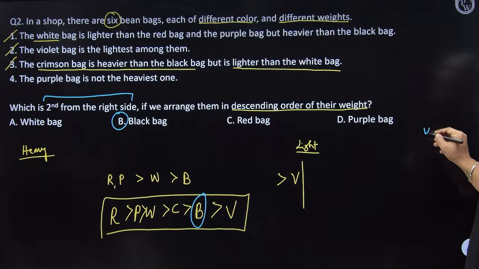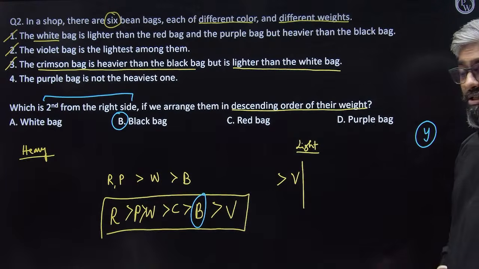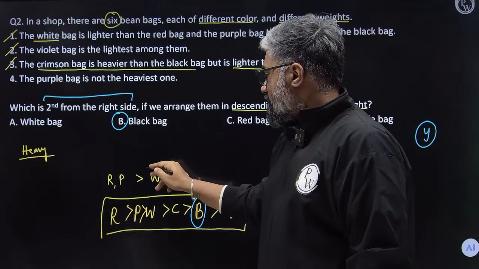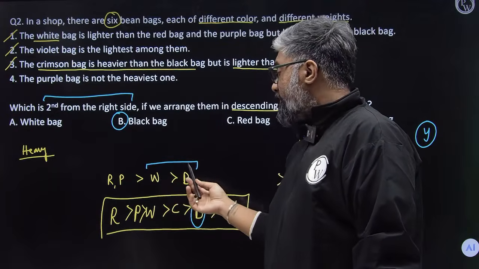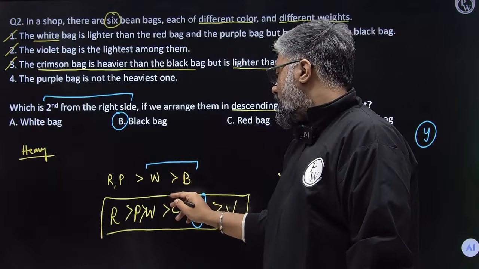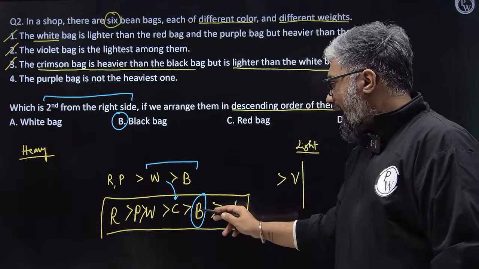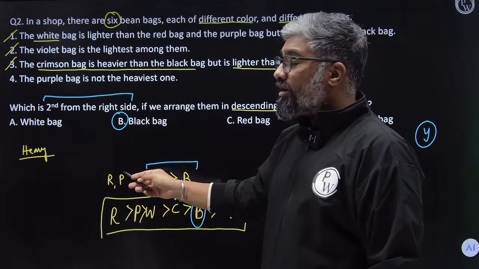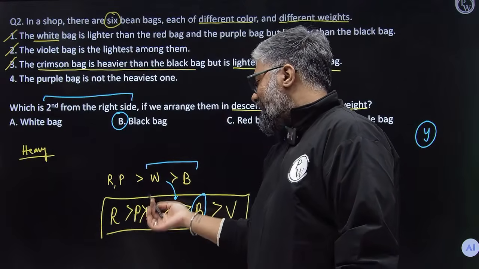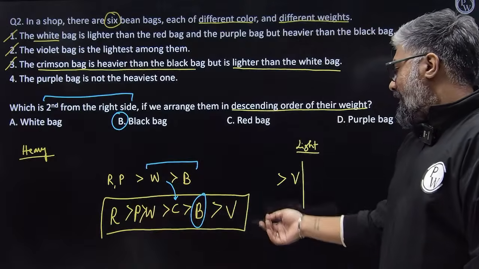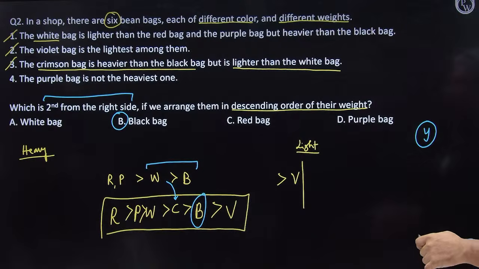Quickly drop a Y in the chat if you understood this, folks. You see how we made the connection? Crimson is lighter than white but heavier than black, so crimson has to be here. That's where we've placed crimson. So there is black, white. Next they are saying purple is not the heaviest. That means red has to be the heaviest. Red's the heaviest, second heaviest would be purple, and the lightest would be violet. Good to go? Beautiful, nice.